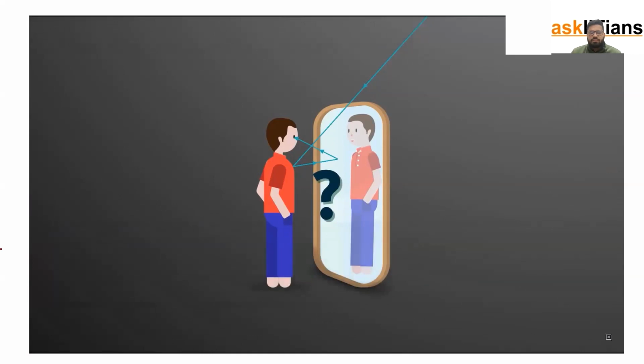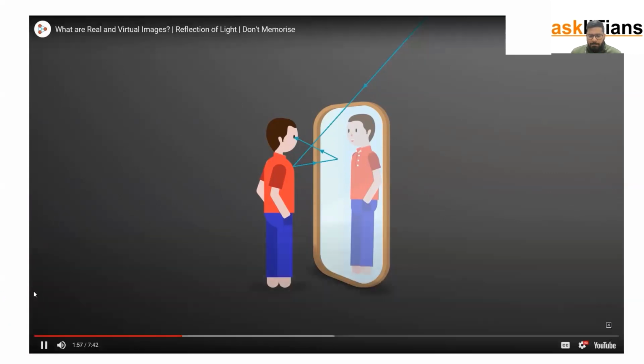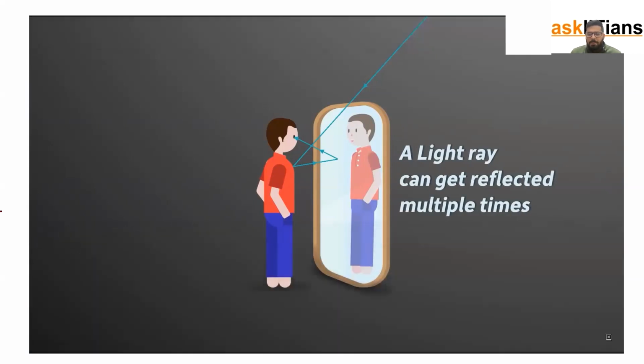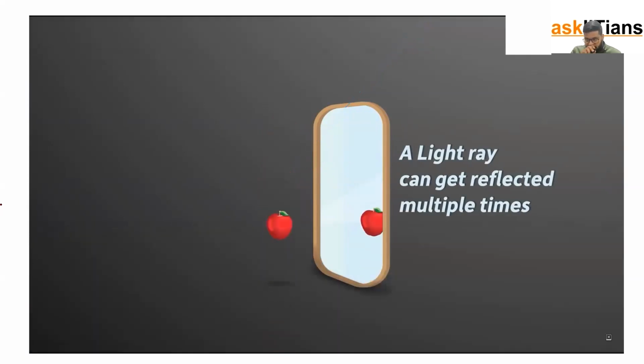What does this tell us? Yes, this tells us that a light ray can get reflected multiple times. You can see there are two reflections happening here. One reflection was from the source hitting the human body, getting reflected, and the second reflection was at the plane mirror. The reflected ray from the man is acting as an incident ray for the plane mirror, and it is again getting reflected at the plane mirror. So there are two reflections happening. So a light ray can get reflected multiple times. This is evident from this example, and it is the same for every other non-luminous object as well.